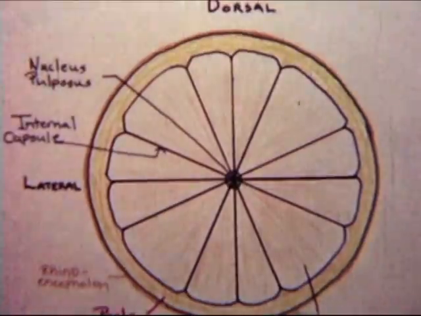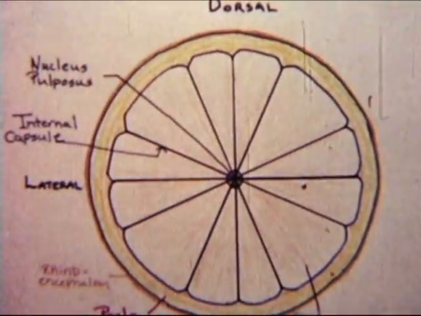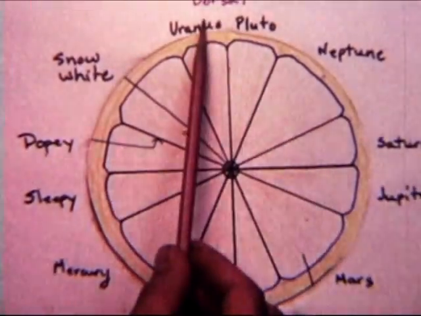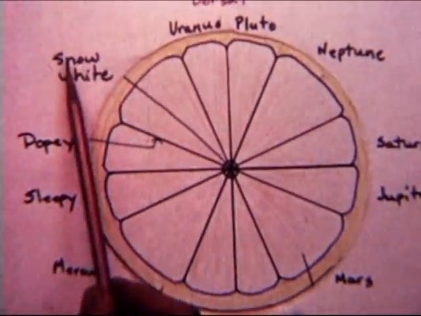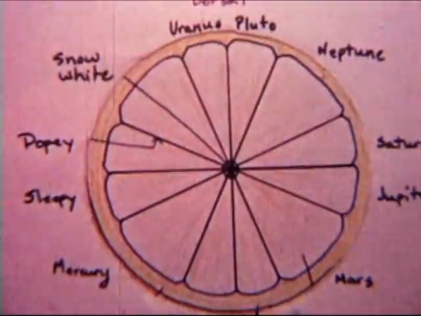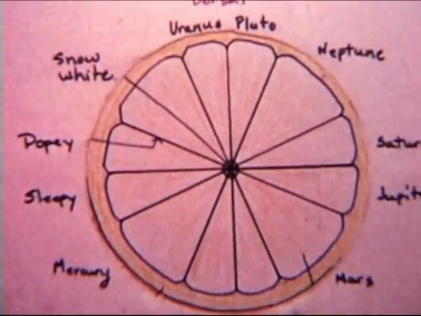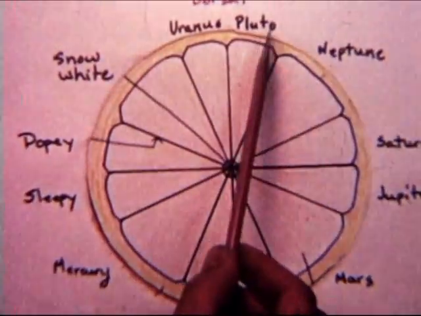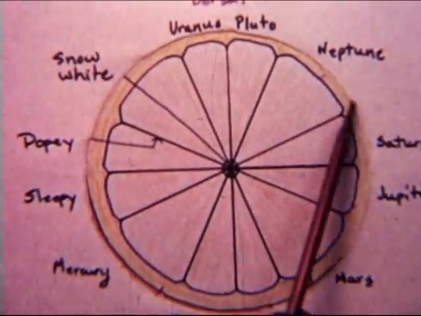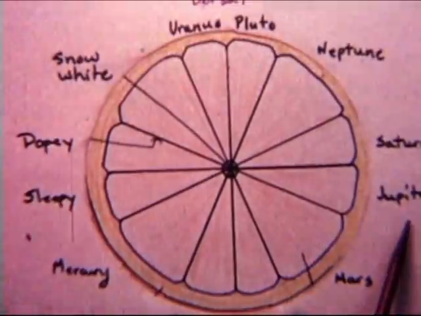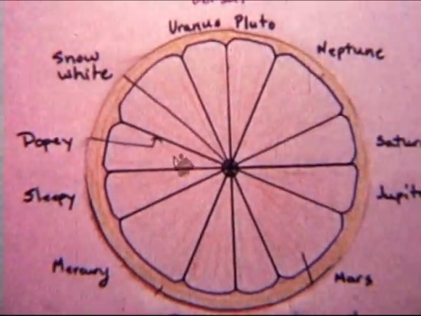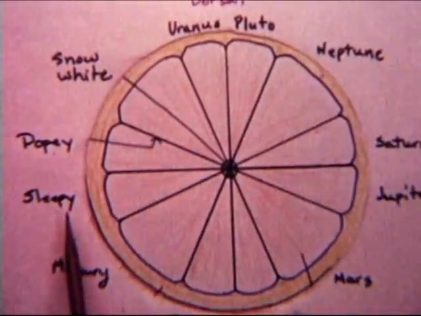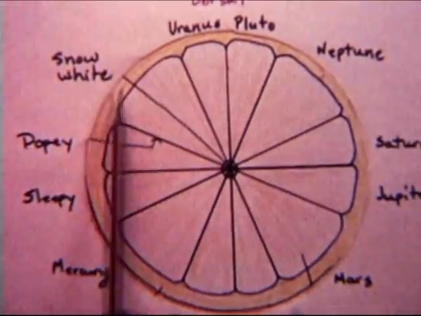Each lobe is named according to a heliocentric orientation to the universe, with nucleus pulposus as sun, and dorsal lobes being the more distal planets, and ventral lobes the more proximal planets. Now we see Pluto, Neptune, Saturn, Jupiter, Mars, Venus, and Earth, and 3 others, Sleepy, Dopey, and Snow White.